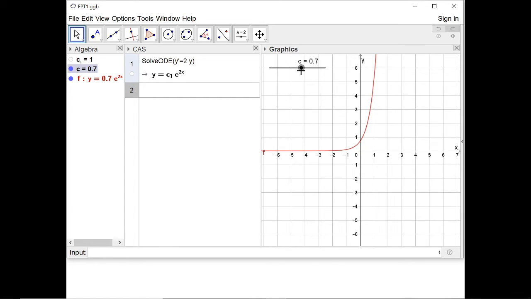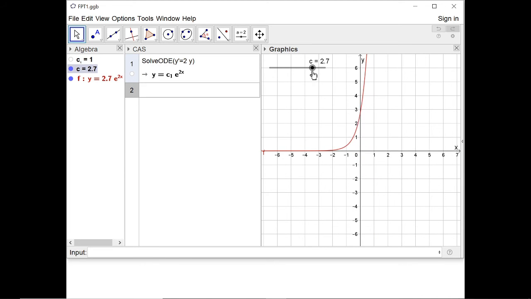So e to the 0 is 1, so at x equals 0, y is equal to my constant c. So if I put that up to c equals 2, you can see the point of intersection at 0, 2. And if I took it down to c equals -1, you can see the point of intersection is at 0, -1.